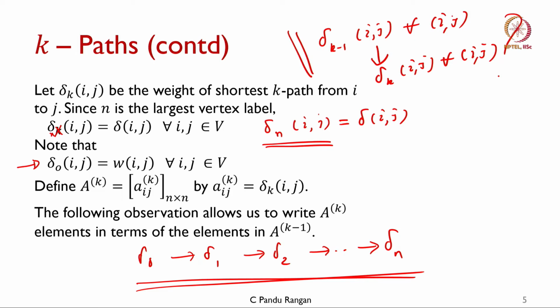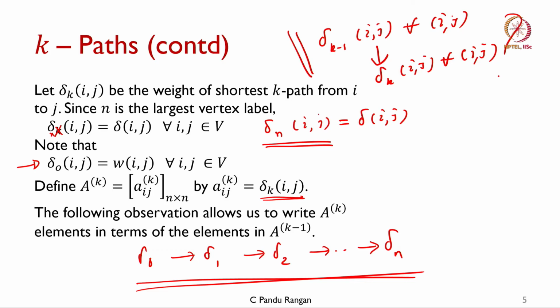Okay. I know delta 0 ij. Delta 0 ij is wij, because if an edge exists, that is the path and its weight is the weight of the shortest path. If it does not exist, it is infinity, and that is there in wij. Therefore, delta 0 ij is wij, and I am going to define d_ij to the power k as delta k ij.